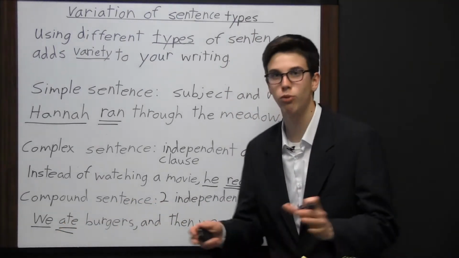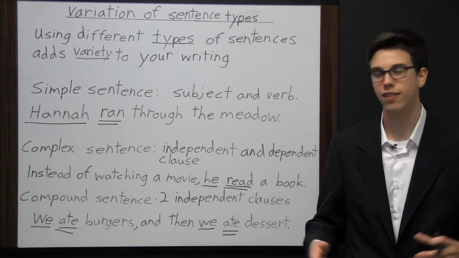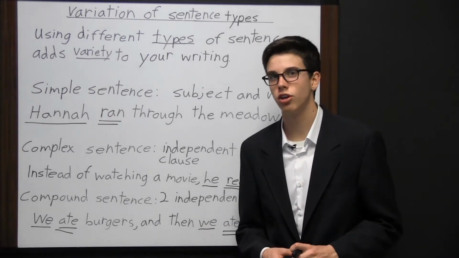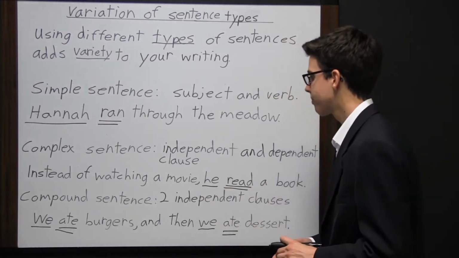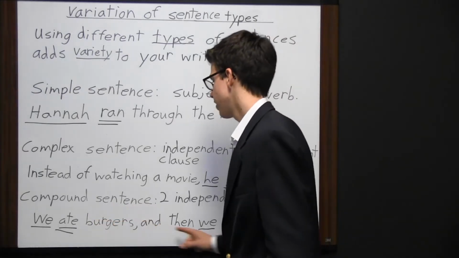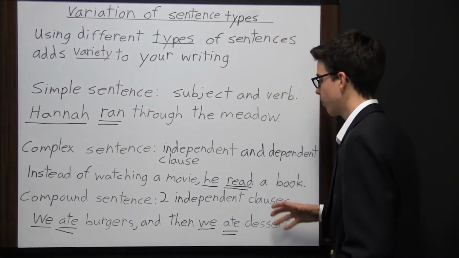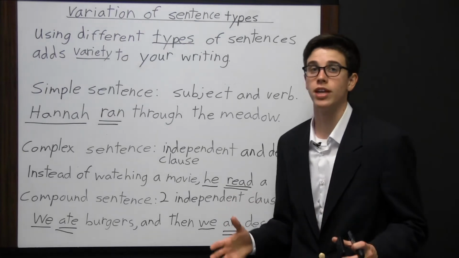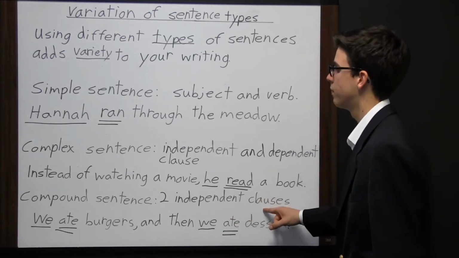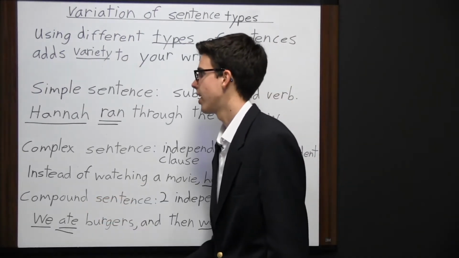I could come up to you and say, we ate burgers, and that would be a complete thought. Or I could say, then we ate dessert. That would be a complete thought. So by joining these two together, we're forming one sentence, but we're forming one sentence out of what could be two sentences. So that's two independent clauses, which makes a compound sentence.